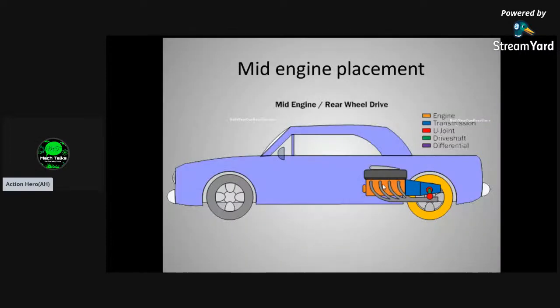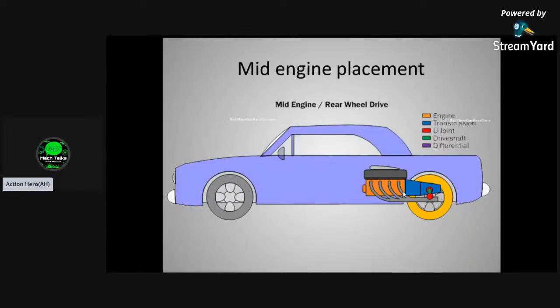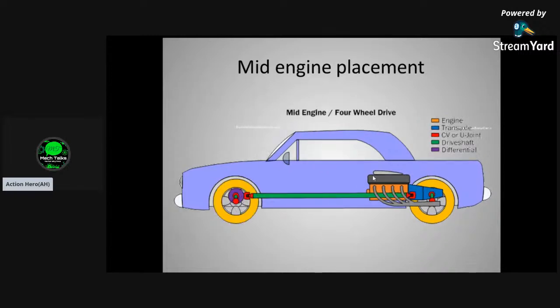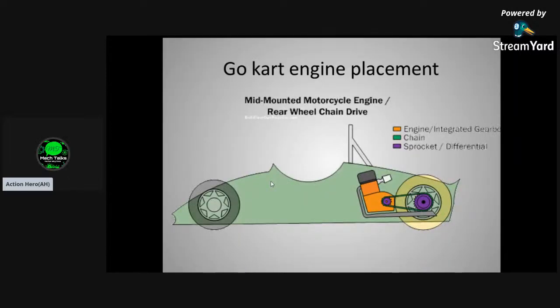You can see how the mid engine is placed over here. The engine is placed ahead of the transmission when compared to the rear engine. And this is the mid-engine four-wheel drive. Here we'll be transferring the power even to the front wheels. Most go-karts use this kind of mid-engine placement method. You can see how the engine is placed ahead and the drivetrain is connected to the rear wheels.